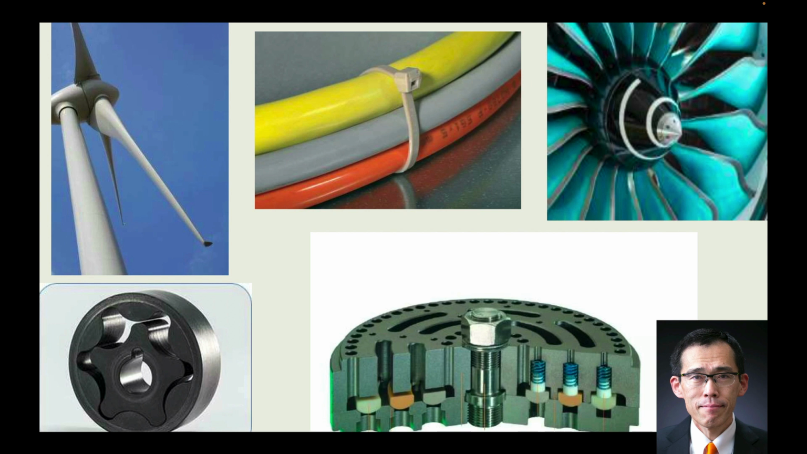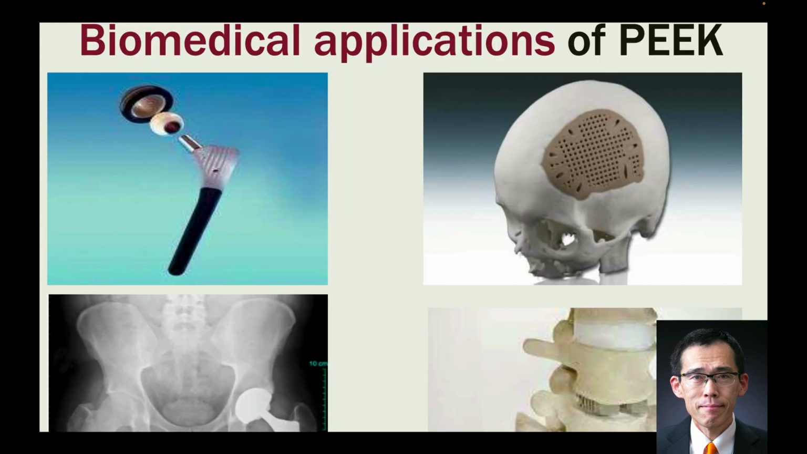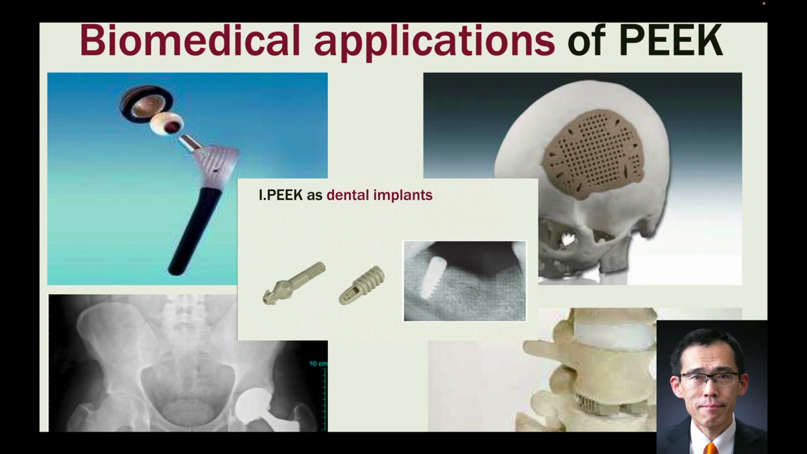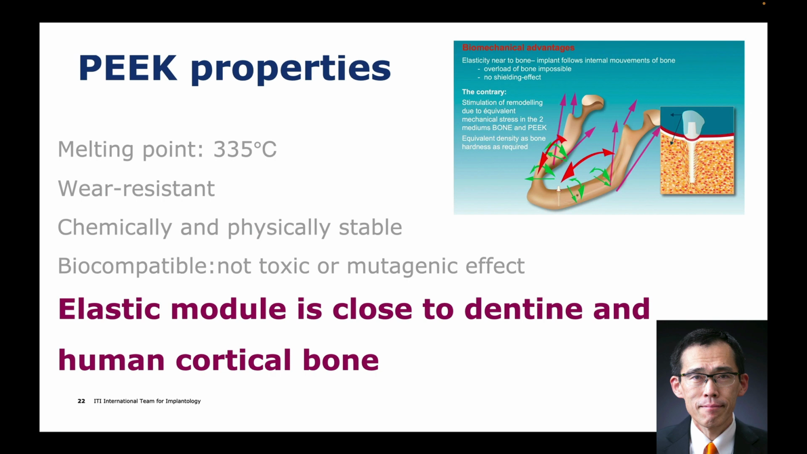For example, PEEK is used for car gears, cars and airplanes, and used for femur and skull implants, and dental implants. I emphasize that the elastic modulus of PEEK is close to dentin and cortical bone. And this is a very important factor.